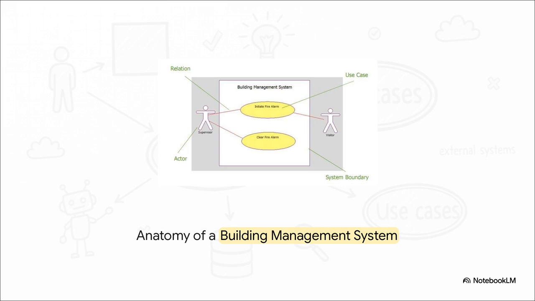Third, you've got the relations, the lines connecting everything. And finally, encapsulating all of this is the system boundary. It's literally a box that visually separates what is inside the software from who is outside using it. It's a really clean way to view the whole shebang.